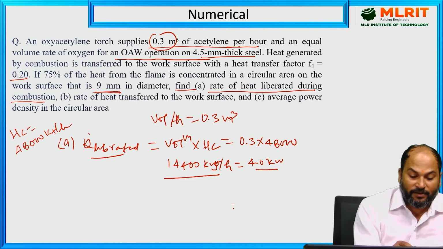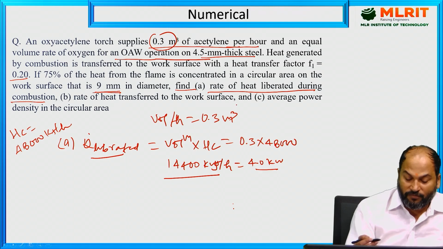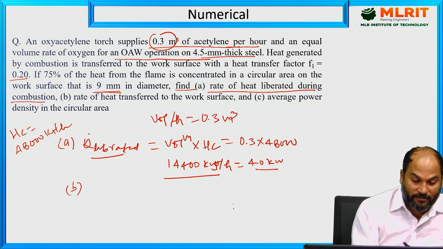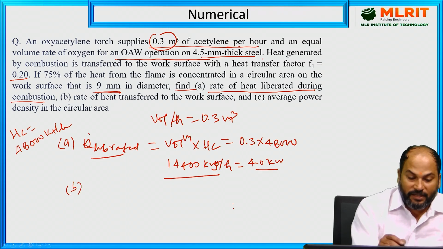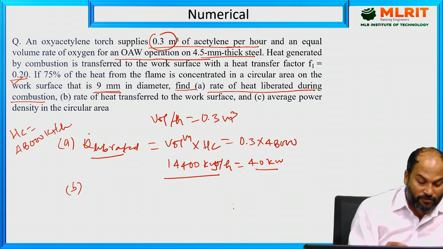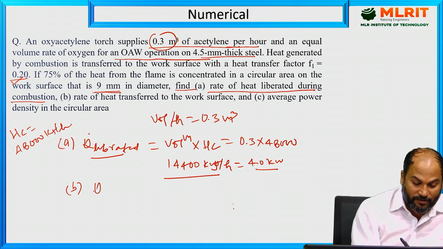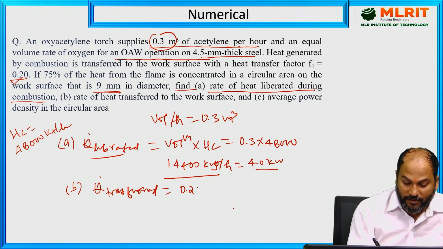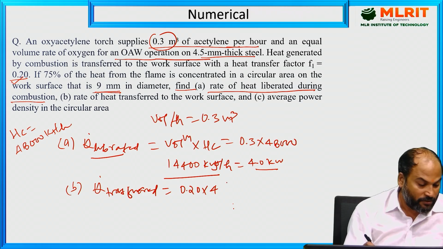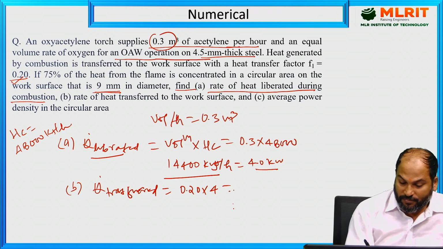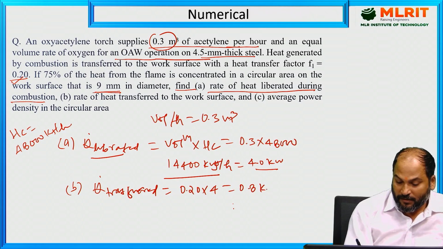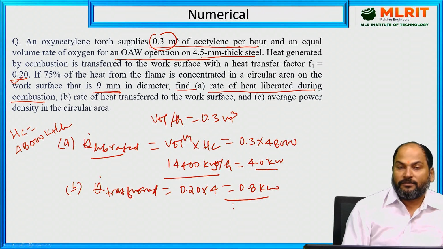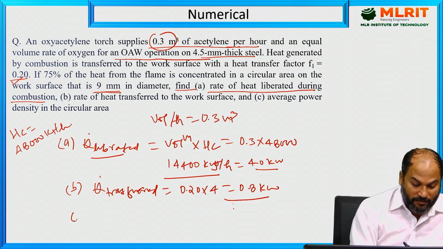What is the second one? Rate of heat transfer to the work surface. Easy, this can be calculated because this coefficient is given in the problem. It is 0.20. So the heat transferred is 0.20 into 4, which will simply be 0.8 kilowatt.